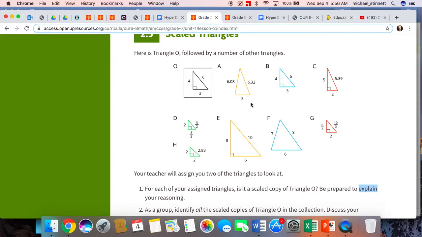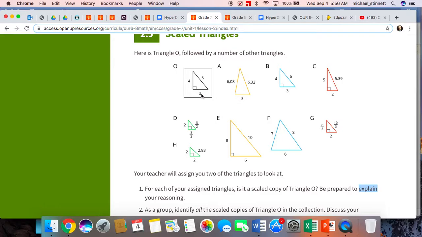This one's starting off very similar. Our original length was 3. We're looking at triangle A. In our new triangle, it's also 3. Okay, that's pretty good. So let's look at our next side though. You can already see it doesn't even have the same looking shape. So I'm already thinking this is probably not a scale copy, right? It's 4 here. This is 6.08.